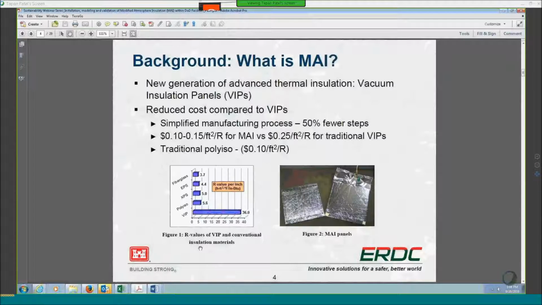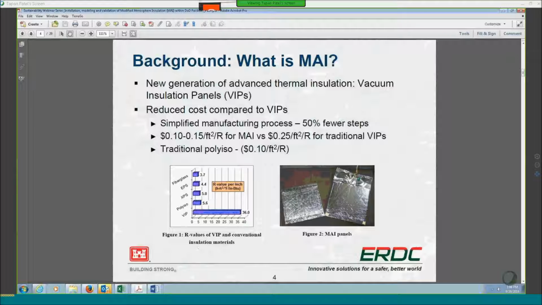So a quick background on MAI. MAI, again, stands for Modified Atmosphere Insulation. For those of you that are familiar with VIPs, Vacuum Insulated Panels, this is a relatively new technology that's really represented a stepwise function in insulation. VIPs generally have a rigid structure, and you pull a vacuum around them, and so when you have a vacuum, you're really severely reducing your heat transfer, and that's what gives this material such great insulating properties.